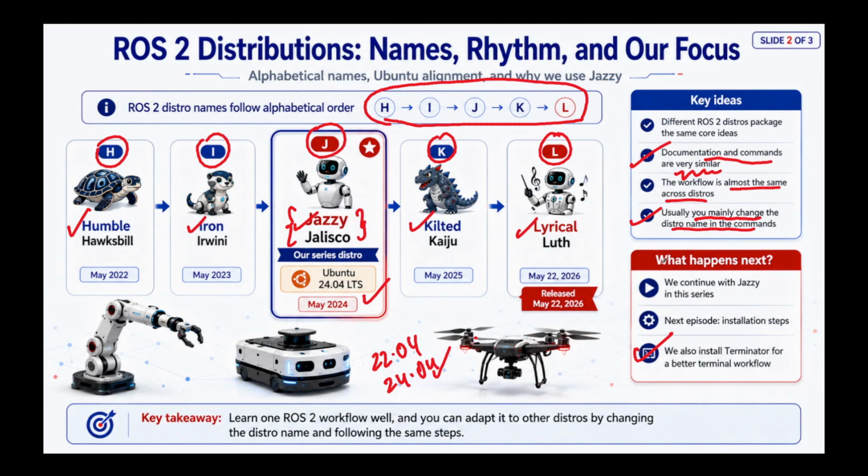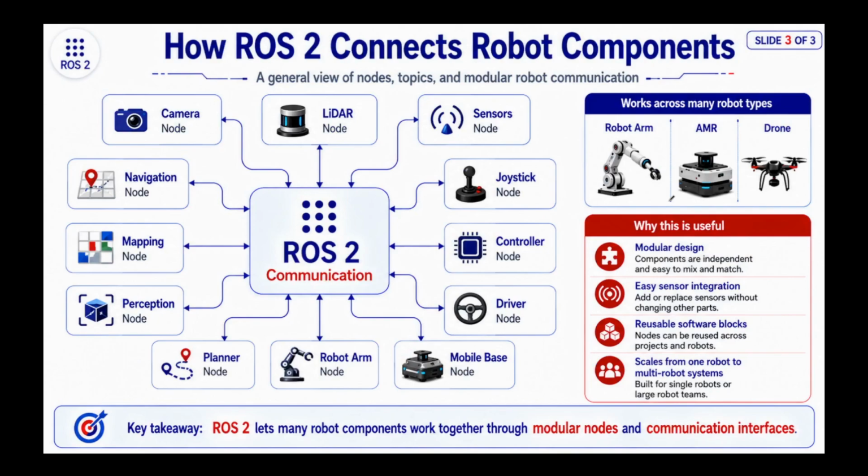Now, let us look at the central idea behind ROS2. A robot is rarely controlled by one single program. A real robot normally contains many smaller software components. And the beauty of ROS2 is that we can write some part of the program in Python and some part of the program in C++. So you can communicate between different programming languages.